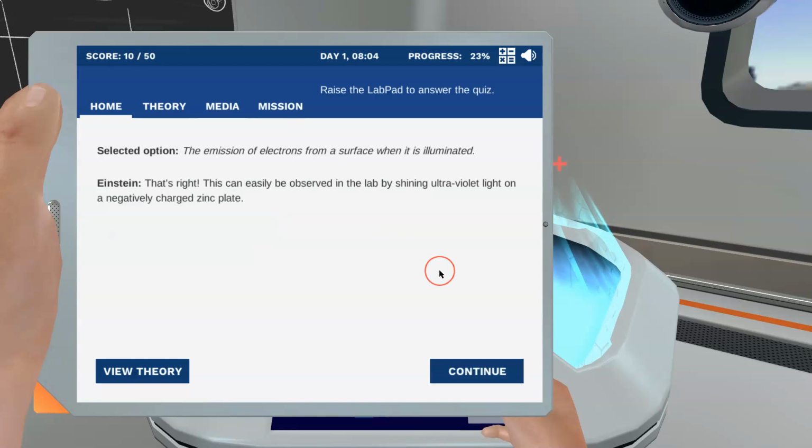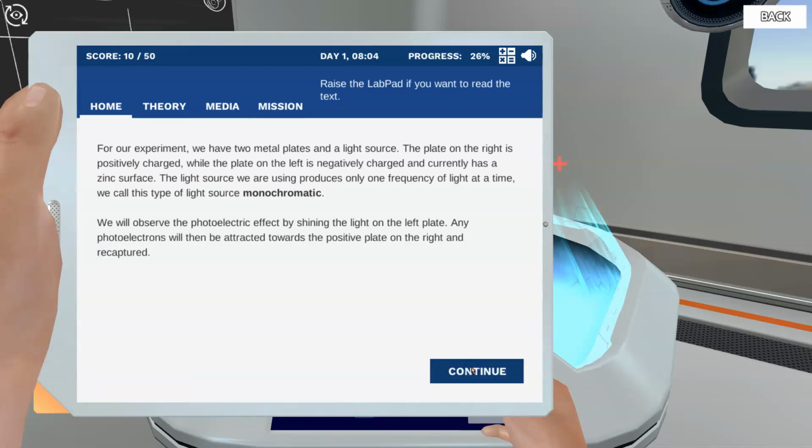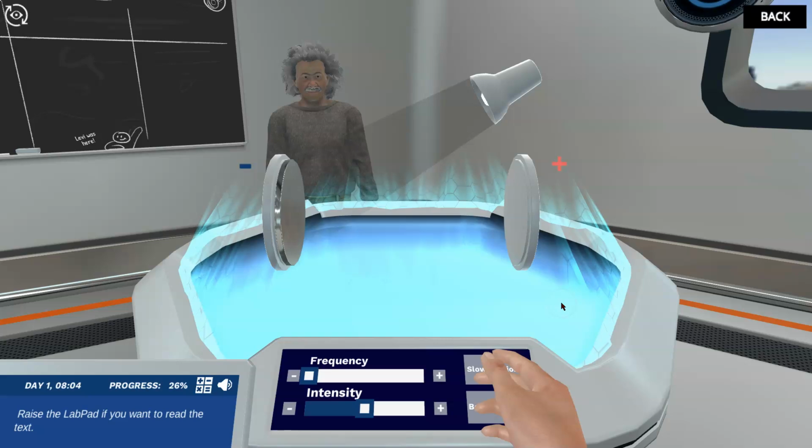That's right. This can easily be observed in the lab by shining ultraviolet light on a negatively charged zinc plate. For our experiment, we have two metal plates and a light source. The plate on the right is positively charged, while the plate on the left is negatively charged and currently has a zinc surface.